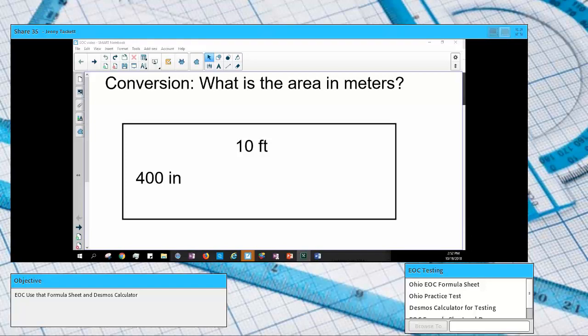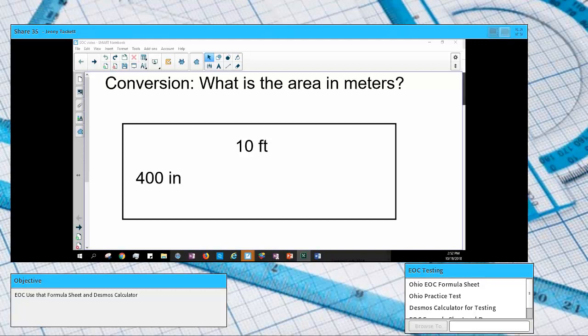Hello, this is Mrs. Tackett, and I want to talk to you today about how the formula sheet and the Desmos calculators can help you pass the geometry end of course assessment. So we're going to look at some problems where the formula sheet should be your guide and your first go-to.